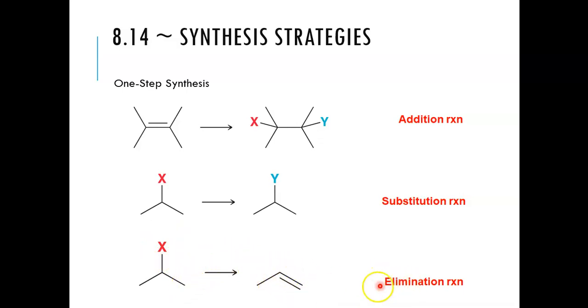So this is chapter 7. I know it's obviously a lot more complicated than that, but this is the big idea. Step back and see what it's really teaching us. The top reaction is chapter 8. We're starting with an alkene and we're adding something to each of the vinylic carbons. So all of the reactions we've learned so far can be summed up into one of these 3 categories.